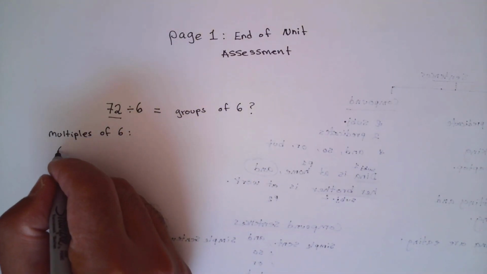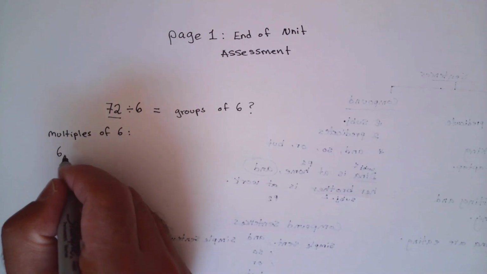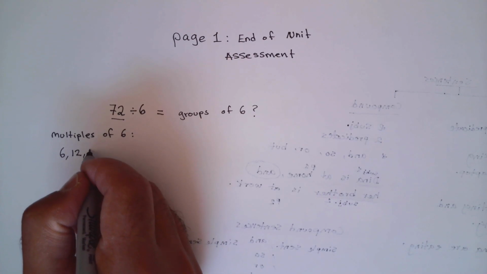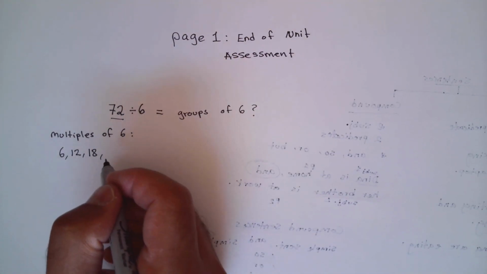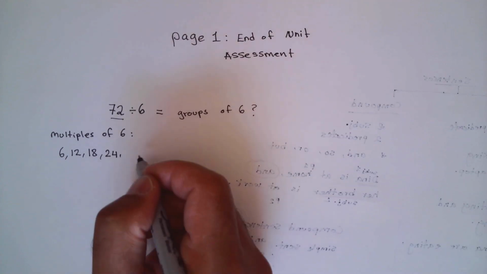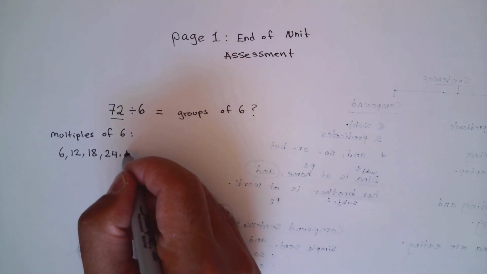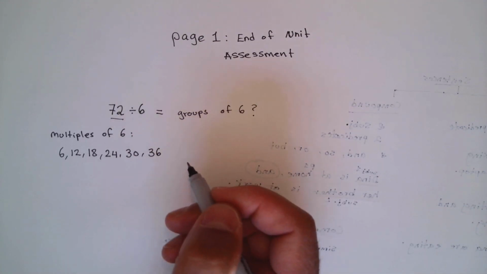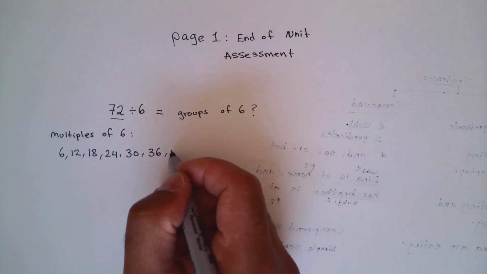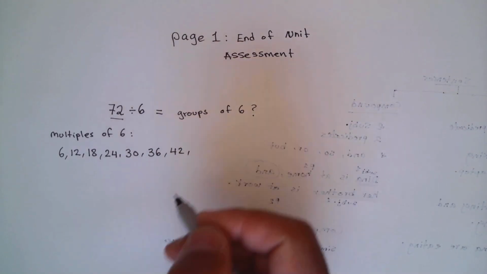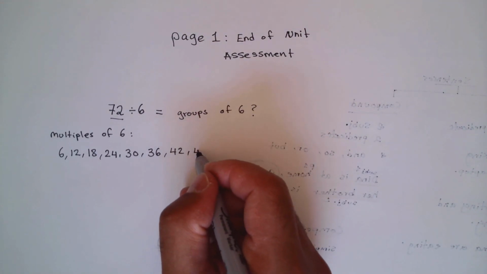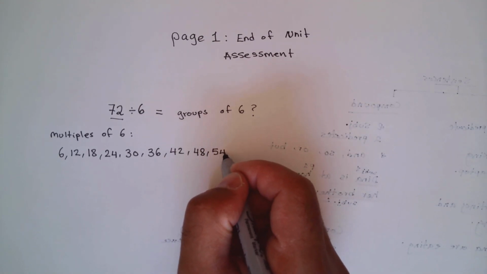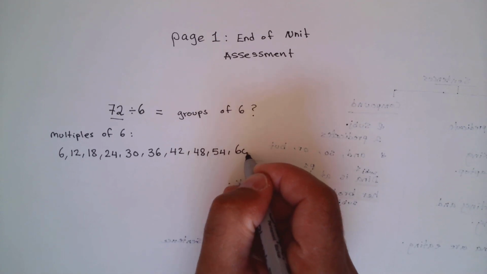So 6 one time is 6, 6 two times, that means we add 6 more, that's 12. 6 three times is 18, 6 four times, that's 24. 6 five times, that's 30. 6 six times, that's 36. 6 seven times is 42. 6 eight times is 48. 6 nine times is 54. 6 ten times is 60.